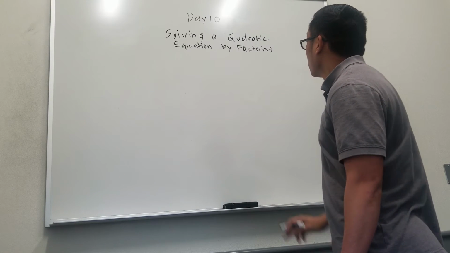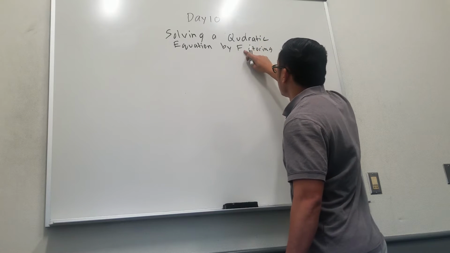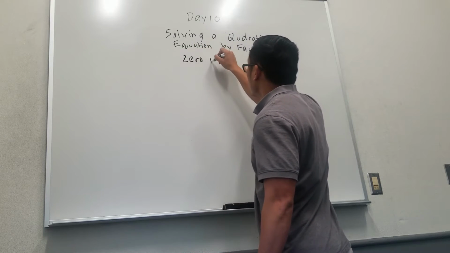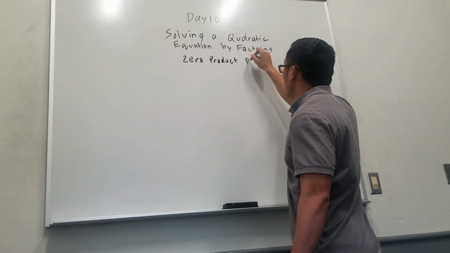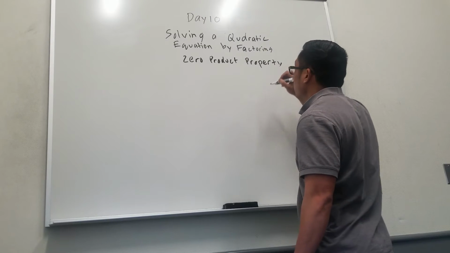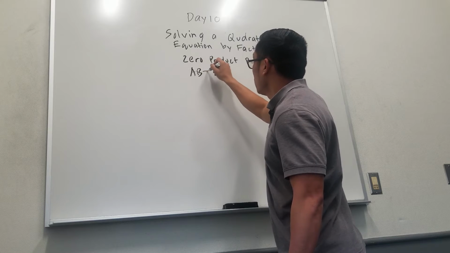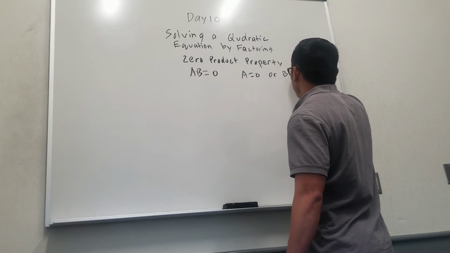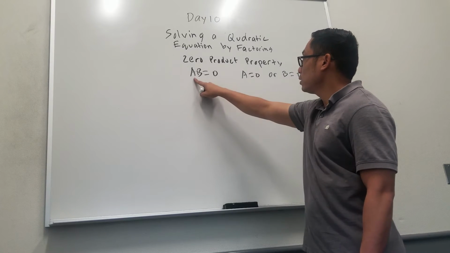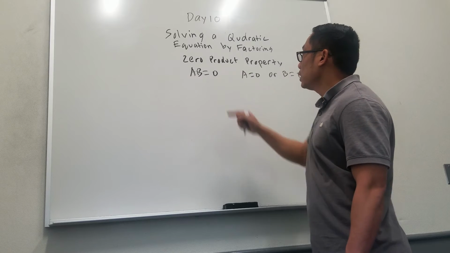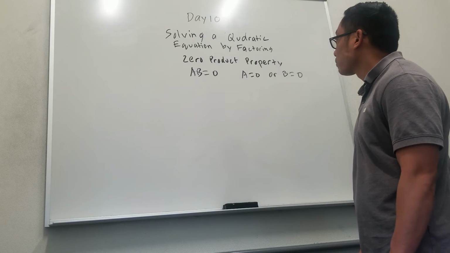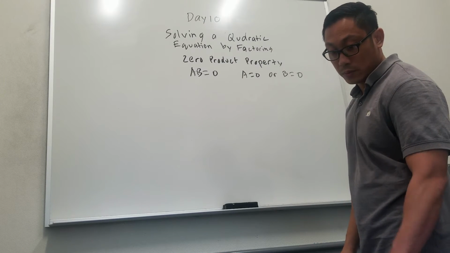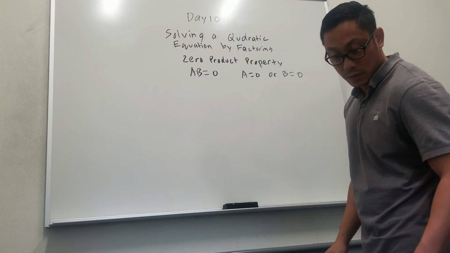In order for us to solve the equation by factoring, we're going to use the zero product property. So how do you use the zero product property? We have to know that A times B is equal to 0 if A is equal to 0 or B is equal to 0. So basically, if A is 0, AB is equal to 0. If B equals 0, AB is equal to 0. So that's the idea. Let's do some problems.